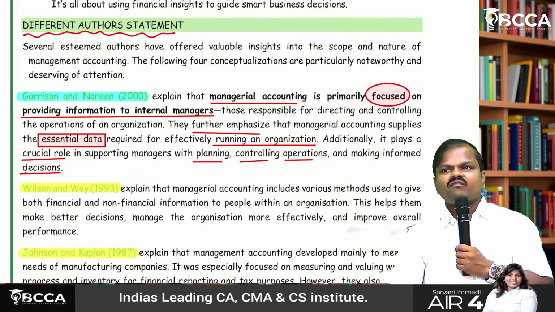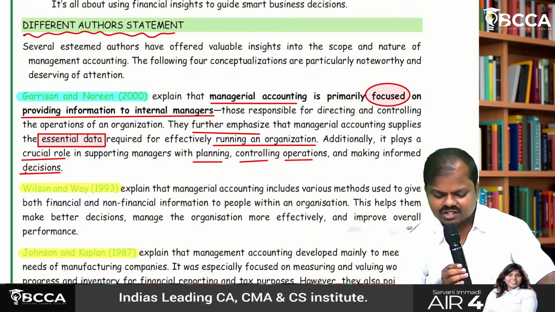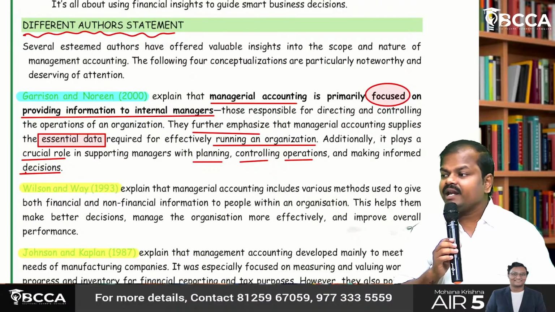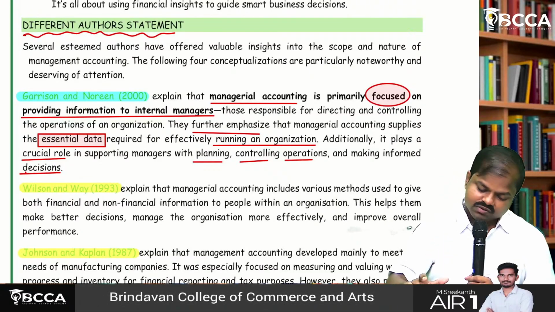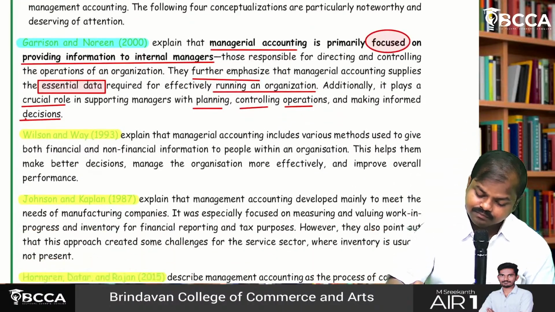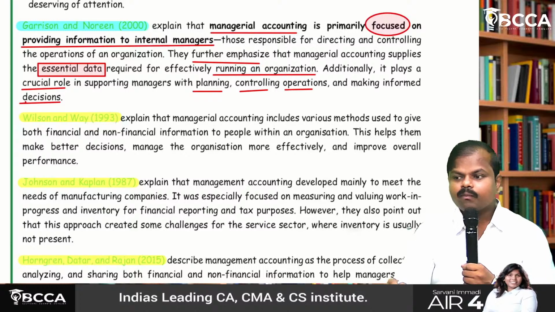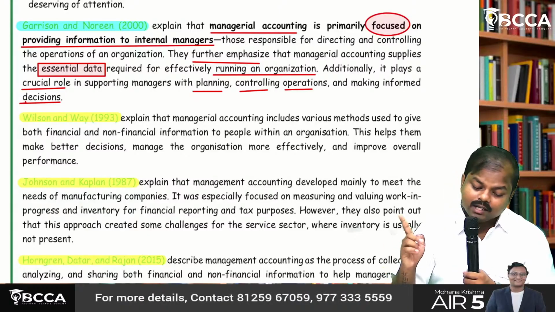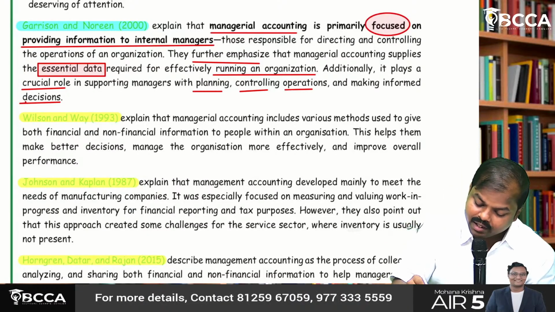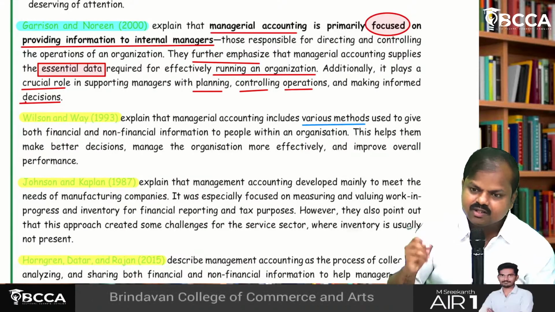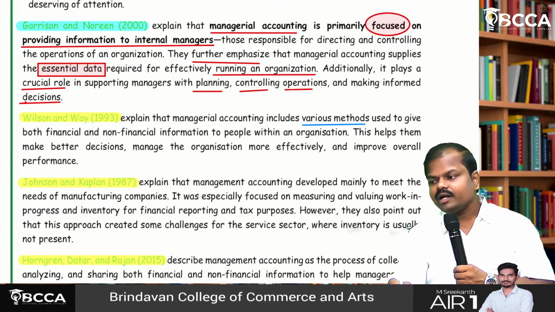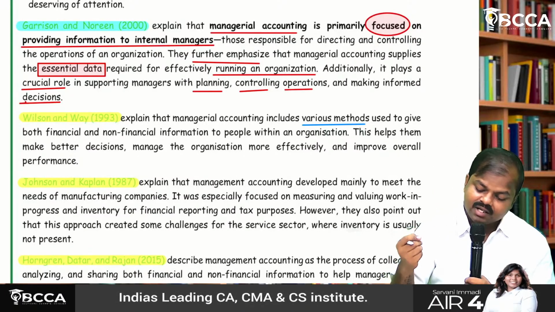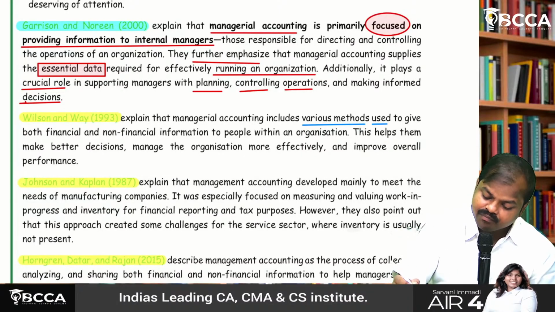Appropriate decision or informed decision. Who gave the definition? Garrison and Noorin. In which year? 2000. Next, Wilson and Way, 1993. In 1993, Wilson and Way, management accounting includes what? Various methods. They are using them for what purpose?